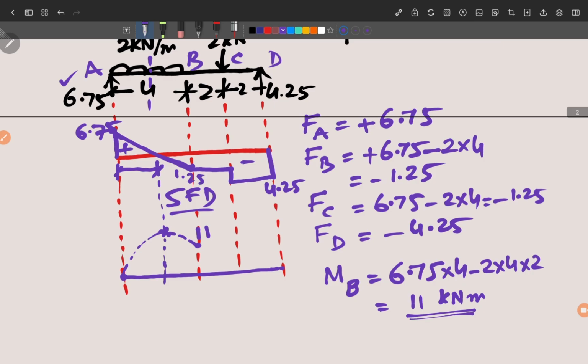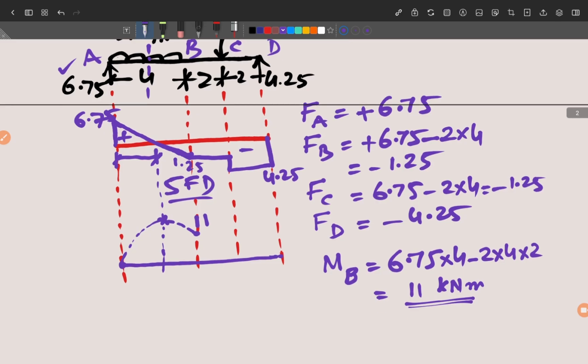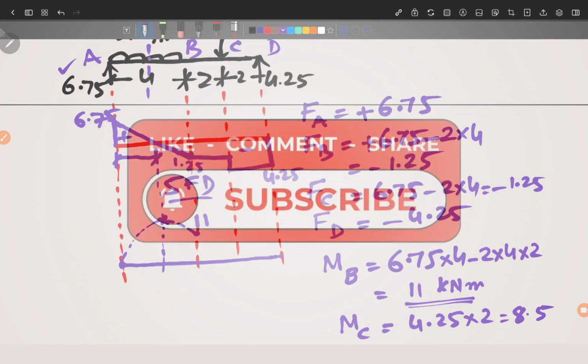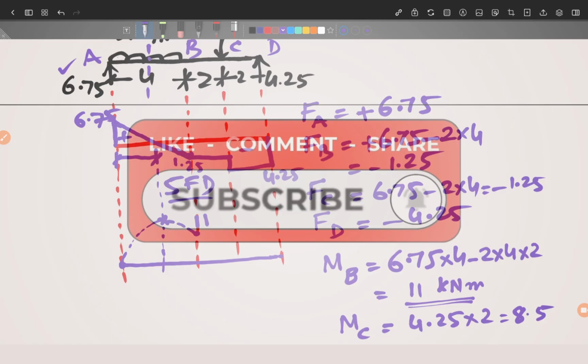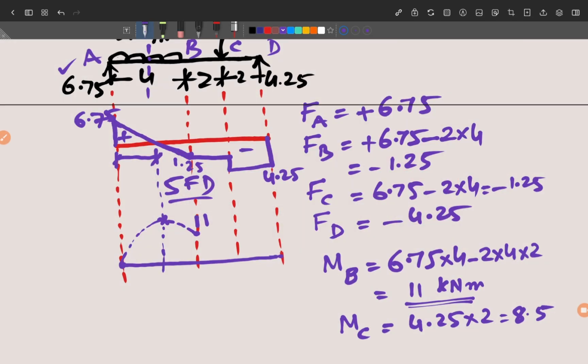Now we will calculate the value of bending moment at point C, which you can calculate from the right hand side also, which will be just 4.25 into 2. So bending moment at C will be equal to 4.25 into 2, and that value will be equal to 8.5. And of course it will be a straight line. And if you want to see why there is a straight line and why there is a parabola, you can see the link which we are going to provide in the description. That will help you to understand the nature of the curve for the bending moment diagram and shear force diagram. So now we'll plot this value, 8.5, and this is the value.